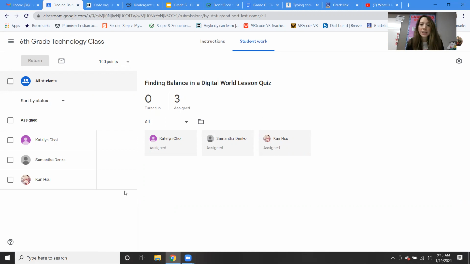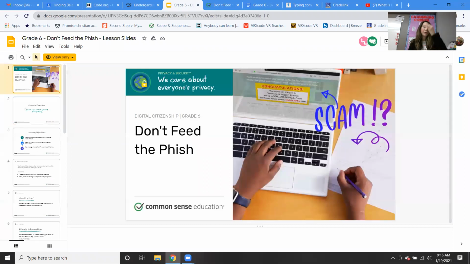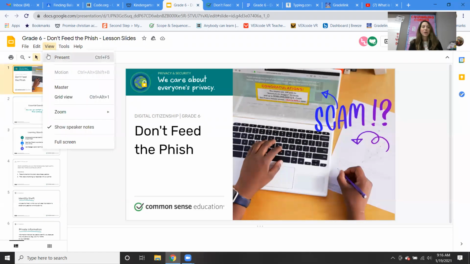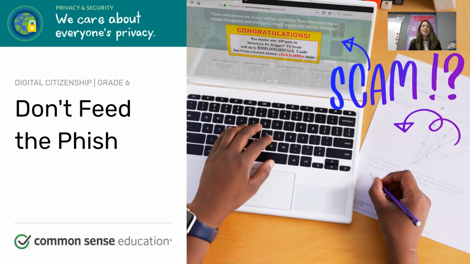So let's see, I'm going to go into the lesson for today. Today we're learning about don't feed the fish. Maybe some of you are thinking, what in the world is this? We're going fishing today? I don't even like fish, but that's not what we're talking about. This is PHISH. I don't know if any of you have ever heard of this word before. It's something that has to do with the internet and how sometimes people go fishing.